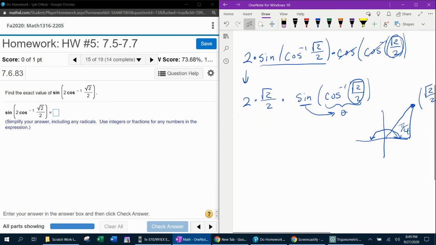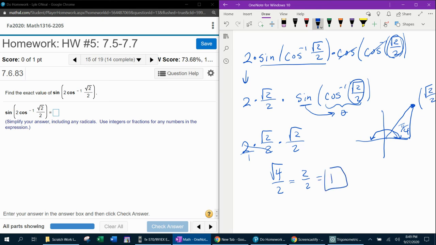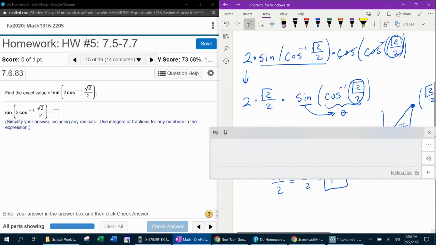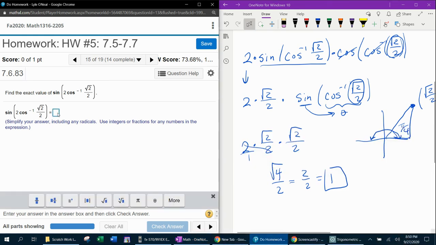And so remember, I was really interested in sine of theta, which is the y coordinate, which is square root of 2 over 2. And so now this is going to simplify to 2 times square root of 2 over 2 times square root of 2 over 2. And then I can simplify that. 2 over 1, 2's cancel. Square root of 2 times square root of 2 is square root of 4 over 2, which is 2 over 2, which is 1. Man, I think that's the hardest I've ever had to work for an answer of 1. But I feel pretty good about it.